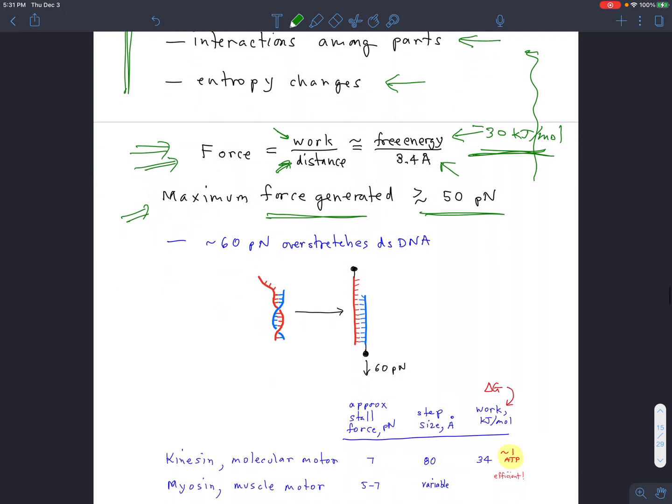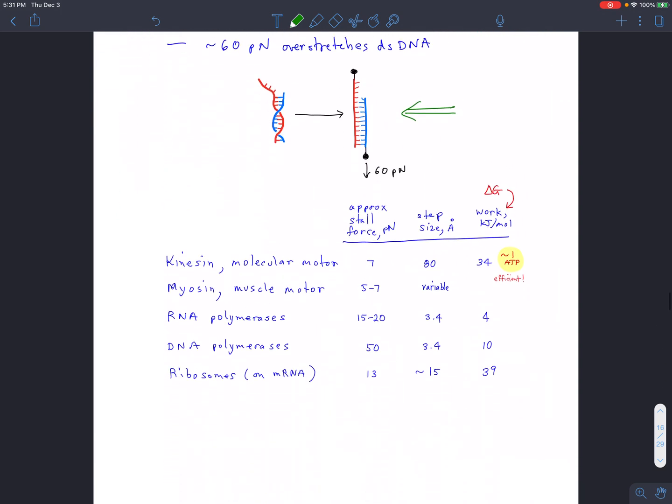50 piconewtons, that's almost enough to denature the DNA, to pull the DNA right out into a ladder instead of a double helix. At 60 piconewtons, it would do that. I don't know if there are polymerases that actually do that, but it's possible. If you wanted to make a DNA polymerase to generate enough force to actually pull the DNA right out straight, you probably could do it. There's enough energy present to do it anyway. We compared that amount of force to the forces generated by actual motors, these two guys.